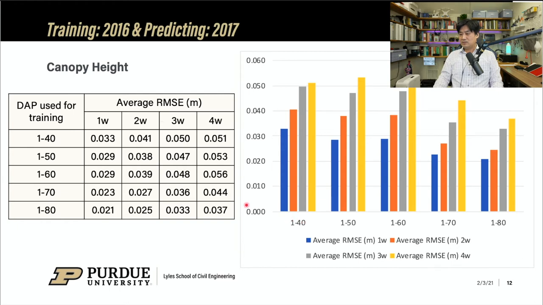And this is the same table shown as a graph over here. You can see that the blue one is the week ahead prediction, the orange one is the 2 week prediction, the gray one is 3 weeks, and the yellow one is 4 weeks ahead. As you use more data in the prediction, this error decreases. But if you want to predict farther away, the error increases.